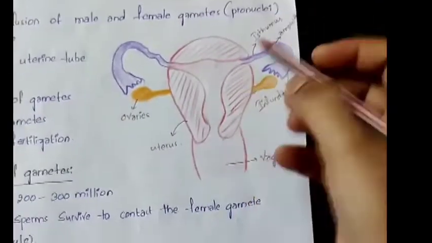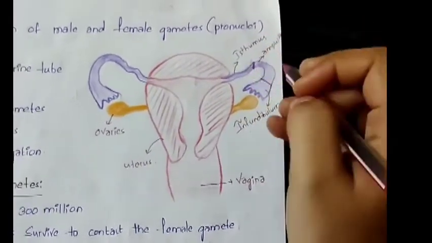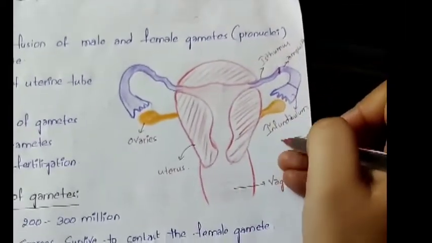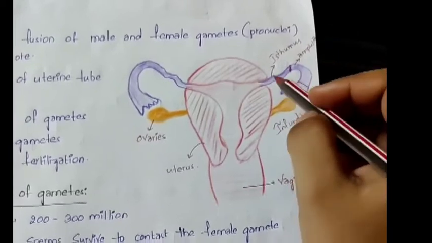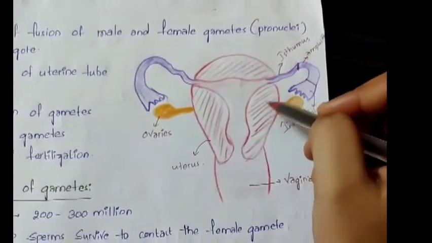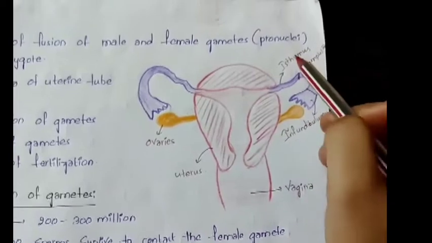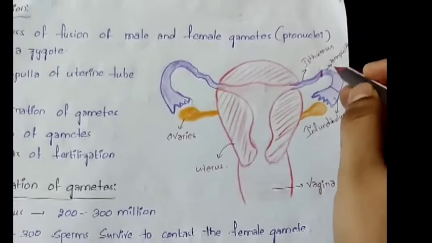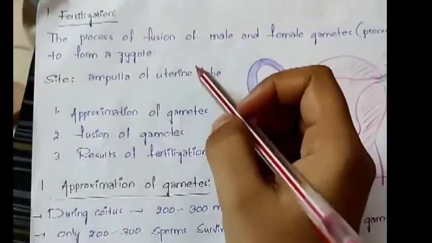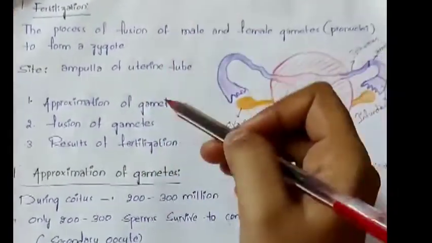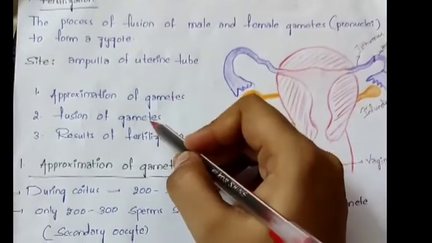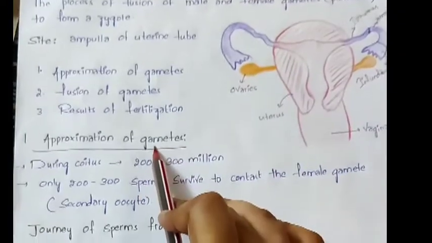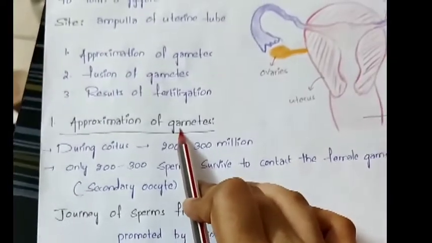Now the uterine tube consists of three parts: the isthmus, ampulla and the infundibulum. The infundibulum lies closer to the ovary and the isthmus lies closer to the body on the fundus of the uterus, and the part between the isthmus and the infundibulum is called the ampulla. Next, fertilization is better explained by three processes: approximation of gametes, fusion of gametes and results of fertilization. First let's see the approximation of the gametes.